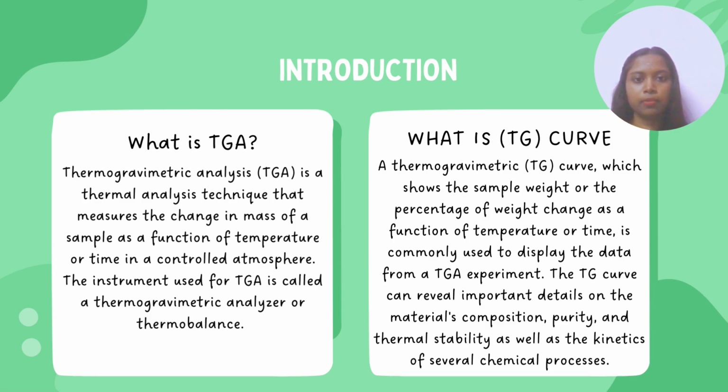What is a TGA curve? A thermogravimetric (TGA) curve, which shows the sample weight or the percentage of weight change as a function of temperature or time, is commonly used to display the data from a TGA experiment. The TG curve can reveal important details on the material composition, purity, and thermal stability, as well as the kinetics of several chemical processes.